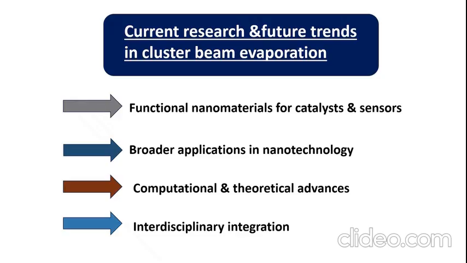And next we'll be discussing the current research and future trends in cluster beam evaporation. What are the current researches happening on cluster beam evaporation, and how is it going to develop in the future? The first one is functional nanomaterials for catalysts and sensors. Cluster beam methods are being used to create size controlled clusters. As we have discussed, the size of the nanomaterial can be controlled, and that improves the performance of the activity. So these can be used in catalysis and gas sensors also.